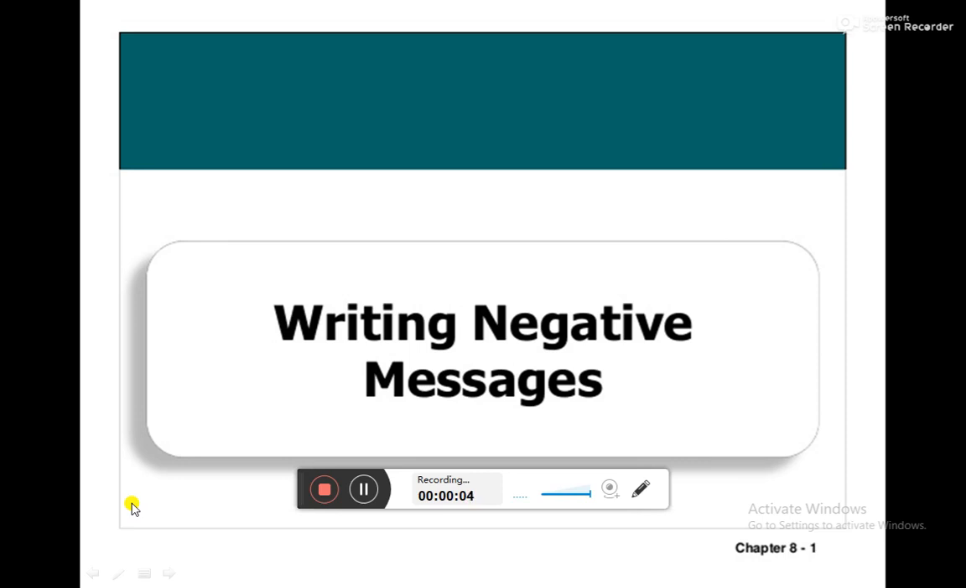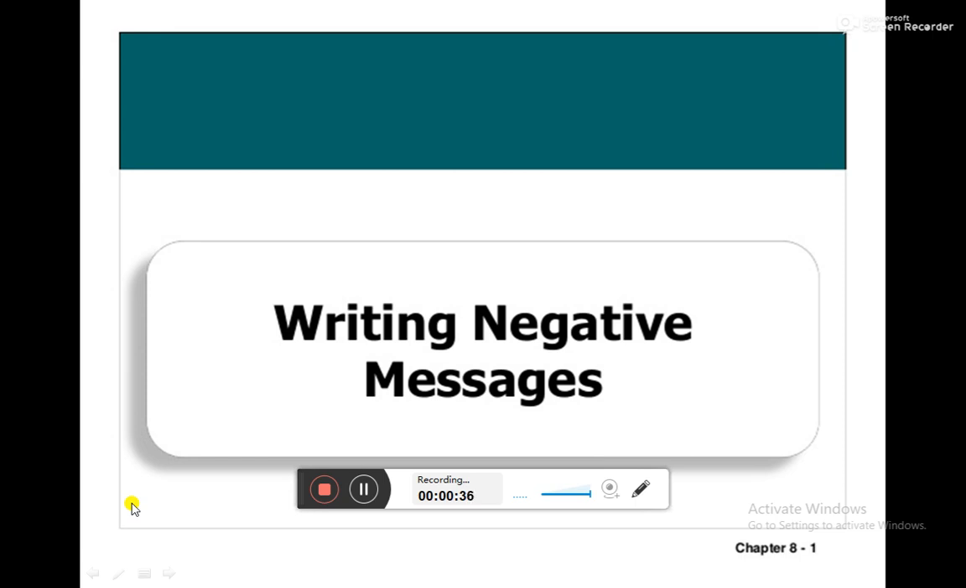Today we are going to start a new chapter, and that is chapter number 8, writing negative messages. So today we are going to discuss some of the learning objectives. For example, we will be discussing the 3-step writing process for negative messages, and we will also discuss how to use the direct approach effectively when conveying negative messages or negative news.